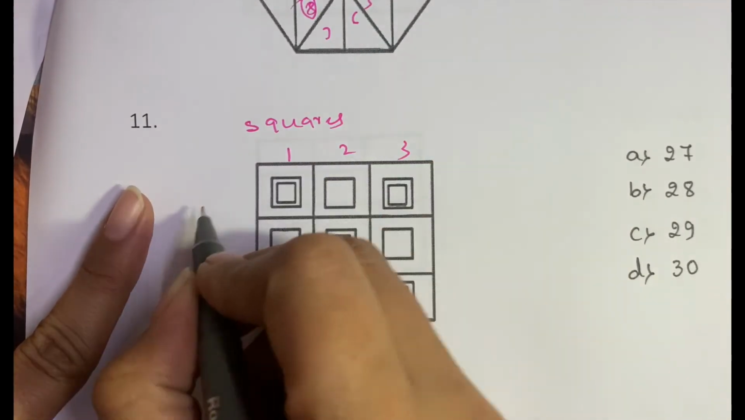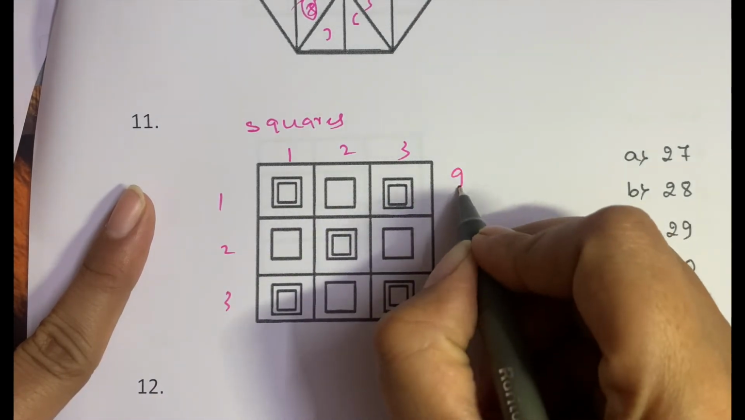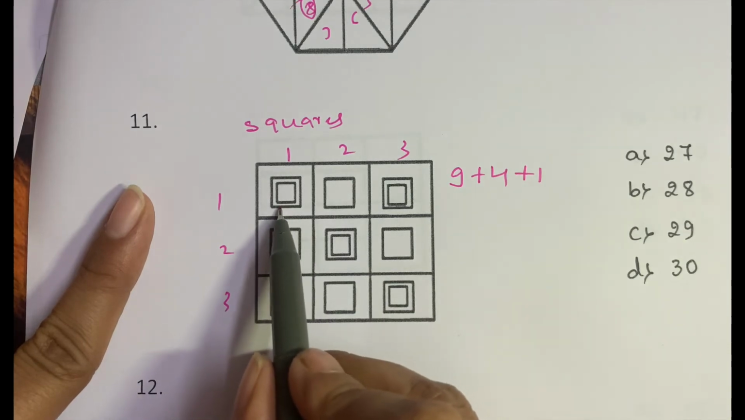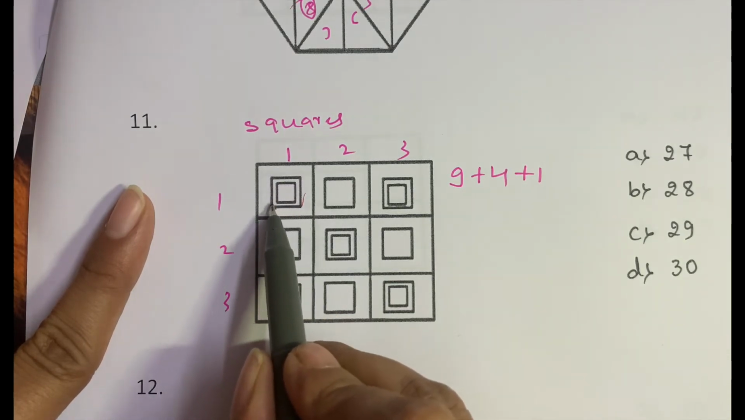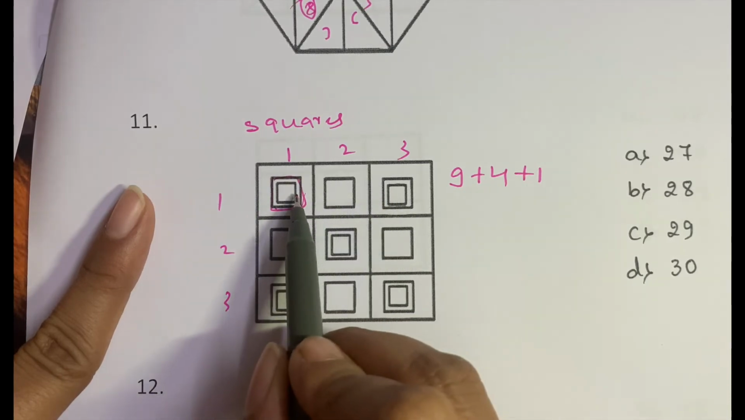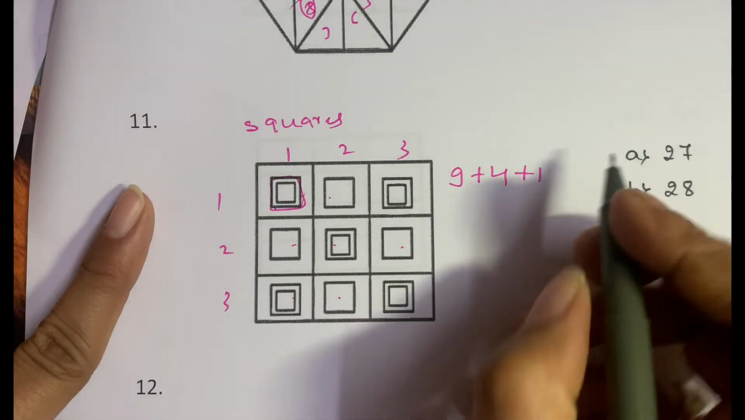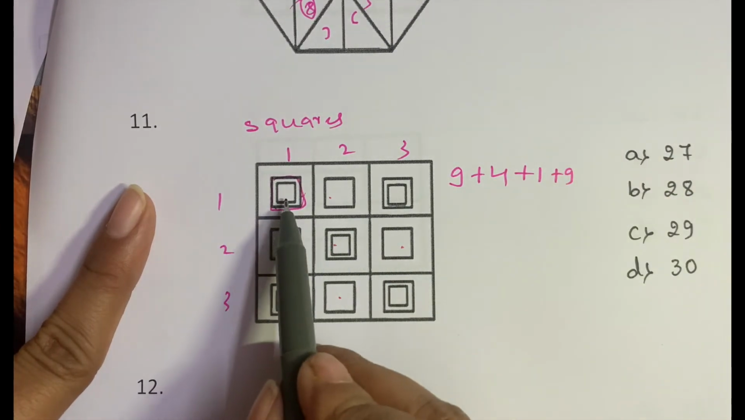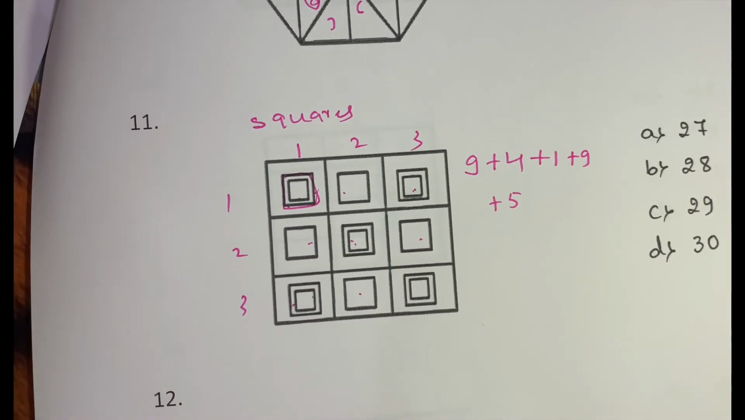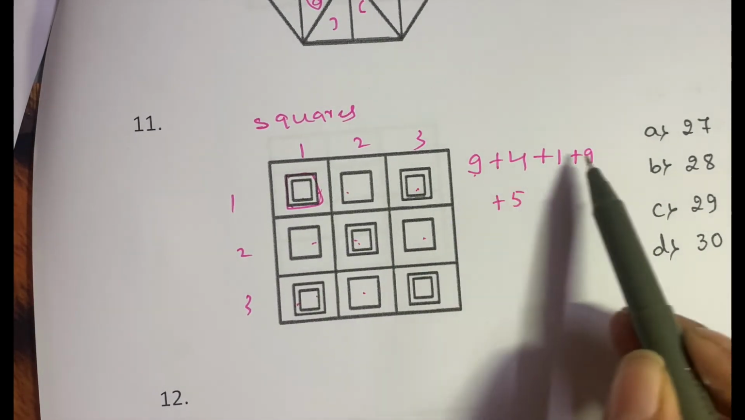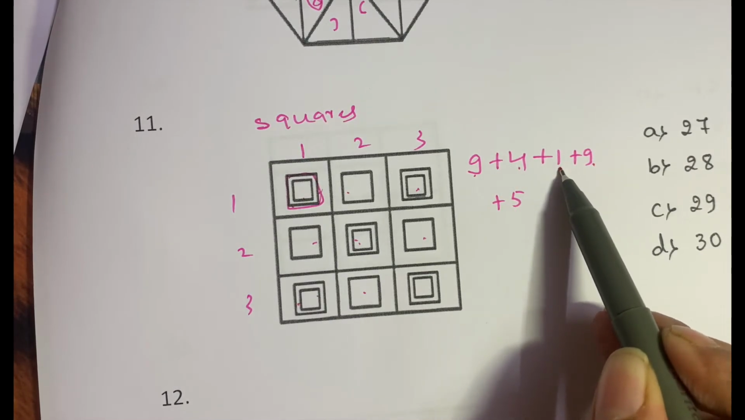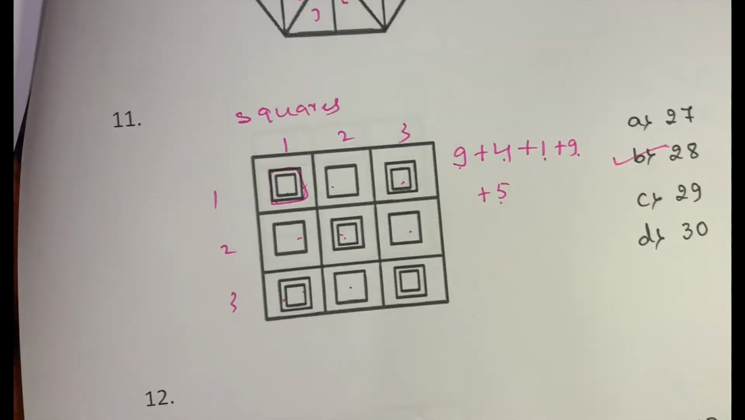Right, 1, 2, 3, 1, 2, 3. 3 square is 9, 2 square is 4, 1 square is 1. And then see, we'll count only outer squares. Here there are 2 squares. We'll count only this outer square because it is there in all the boxes. 1, 2, 3, 4, 5, 6, 7, 8, 9. So plus 9. And then inner squares 1, 2, 3, 4, 5. So 5 inner squares. So totally it is 9, 9, 18. 18 plus 4 is 22, 23, and then 5 is 28 is the answer.